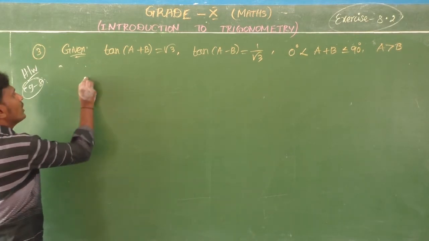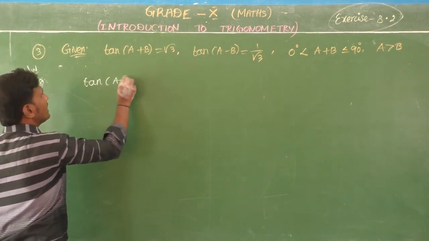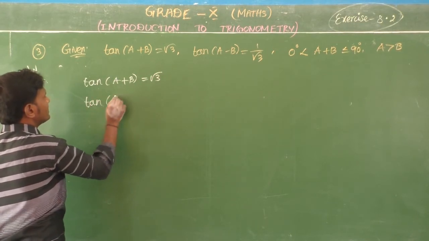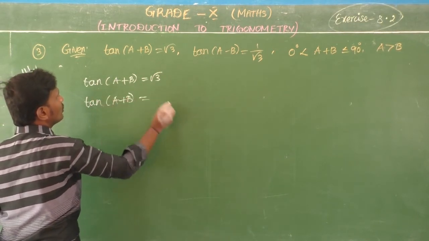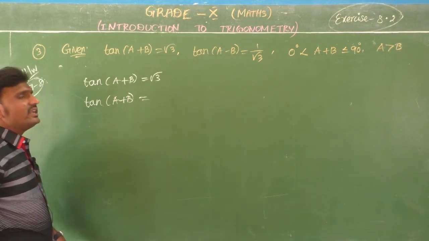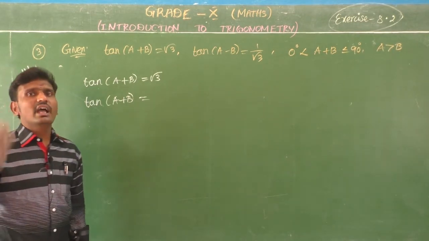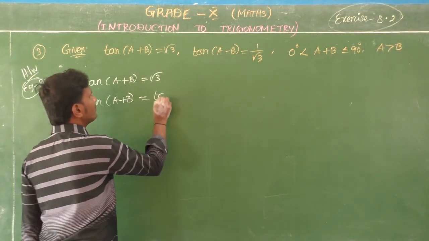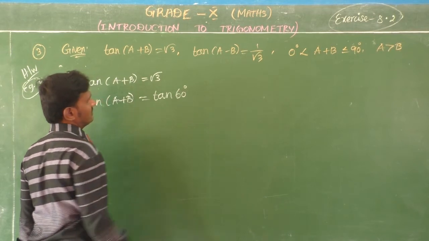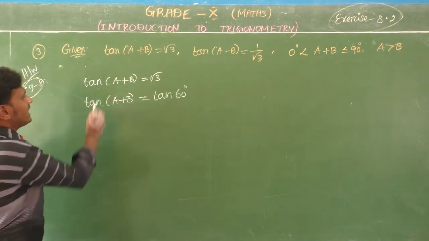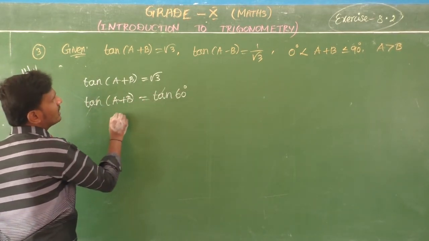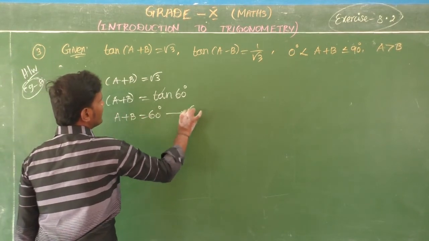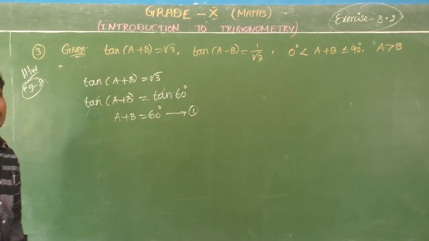Now I am going to take tan(A plus B) which is equal to root 3. From the trigonometric table, do you know which value of tan theta contains root 3? What is that root 3? Tan 60 degrees. So tan and tan cancel. Now A plus B is equal to 60 degrees. Take that as equation number 1.